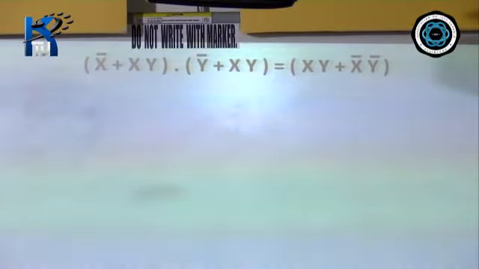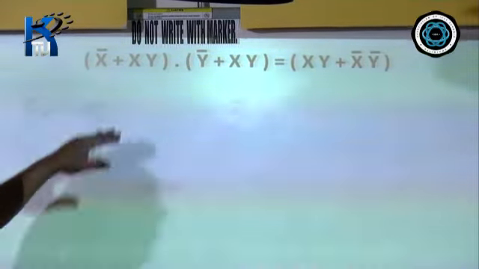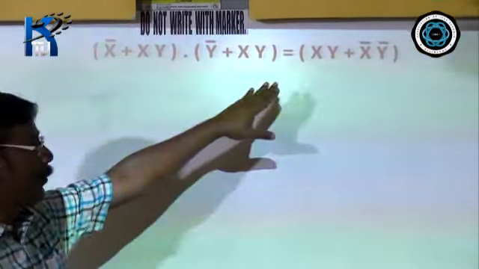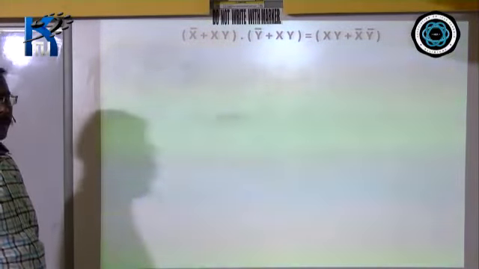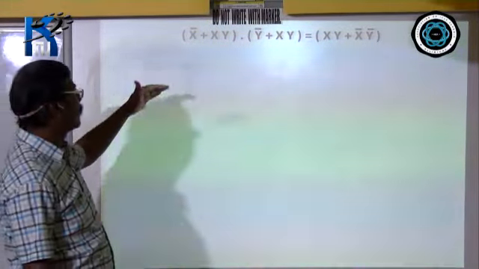The Boolean expression: we have got (x complement plus xy) dot (y complement plus xy) equals xy plus x complement y complement. We need to prove that the left hand side expression is equal to the right hand side expression through the use of a truth table.